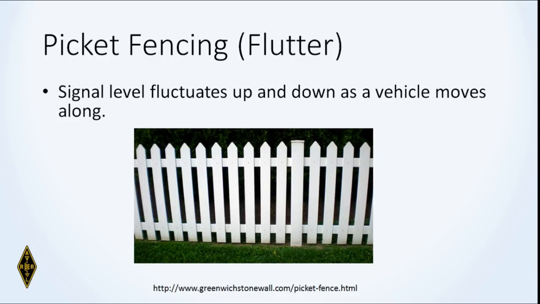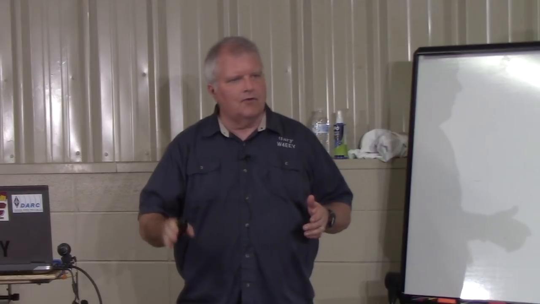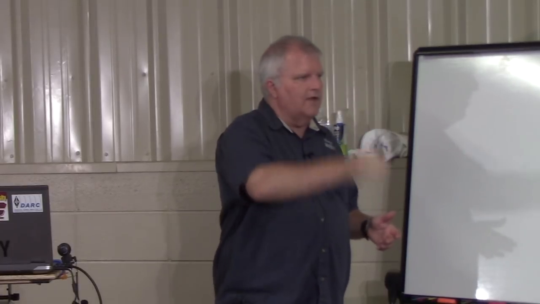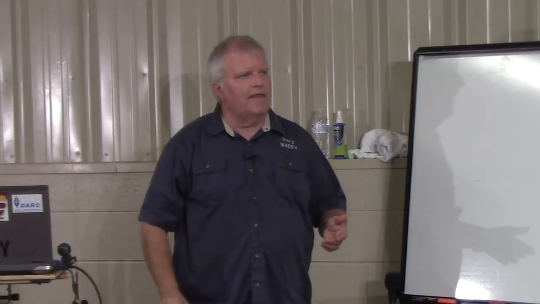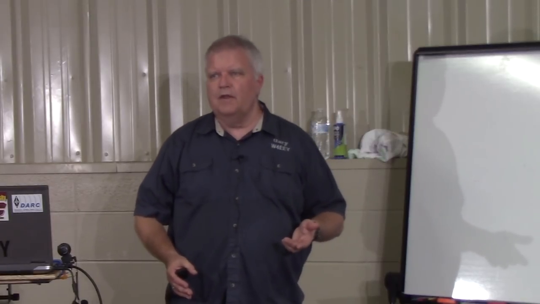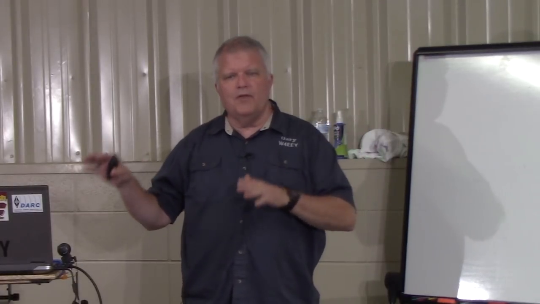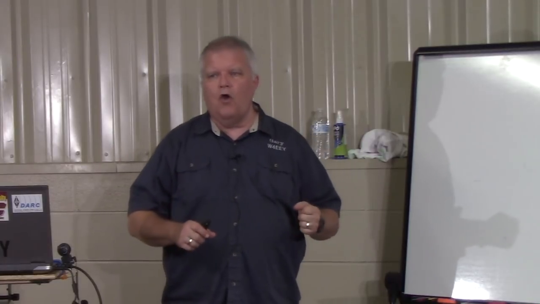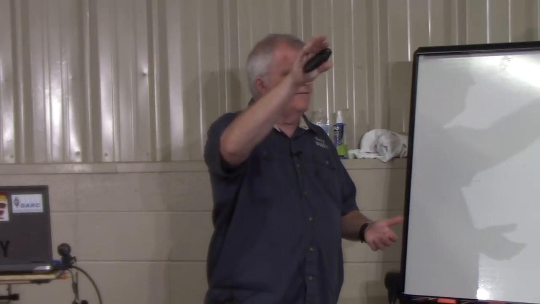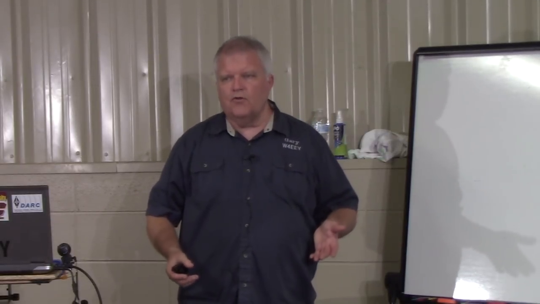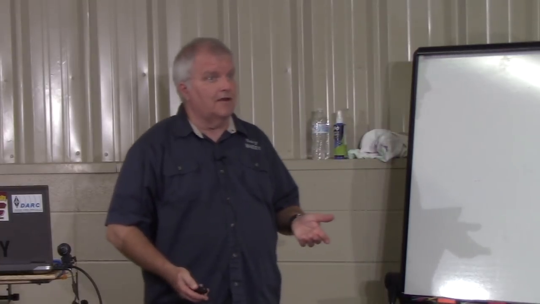If someone is driving along and they're talking mobile on one of the repeaters or even simplex, you may hear their signal start chopping up and down. You might hear strong signal, weak signal, strong signal, weak signal, strong. And what is that? What's going on there? That's called picket fencing. It's like a picket fence with the slats there, that if you have buildings or other objects behind you as you're driving along, this happens in the metropolitan areas a lot as well, that signal strength will be additive, subtractive, additive, subtractive. So this up-down signal strength on VHF and UHF is called picket fencing.